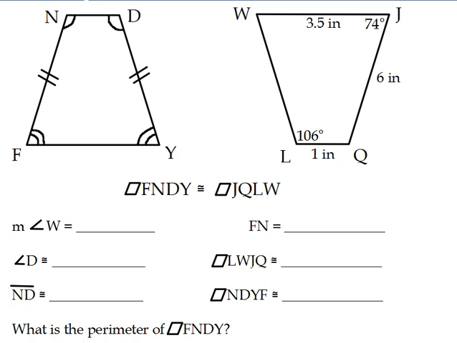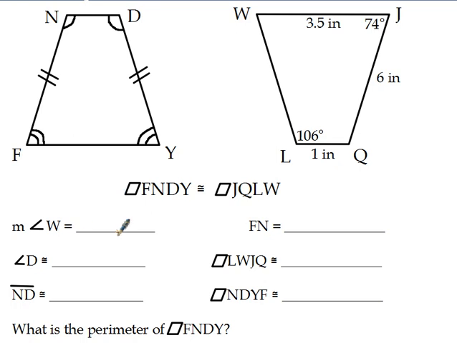So this time I have 2 quadrilaterals. I can see that FNDY is congruent to JQLW, but all of this stuff works exactly the same way whether you're in a triangle or in a quadrilateral. So for the very first one, the measure of angle W, I want to know the measure. So I see the equal sign, so that means I want a number here.